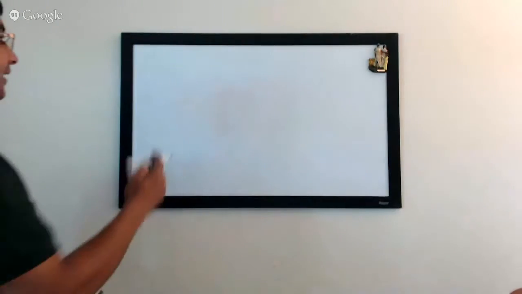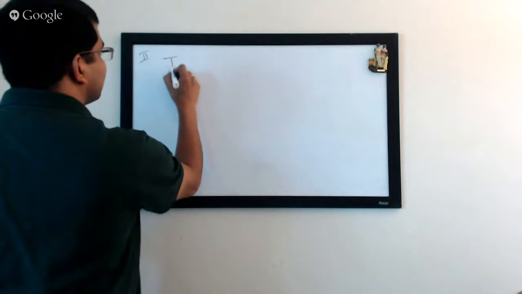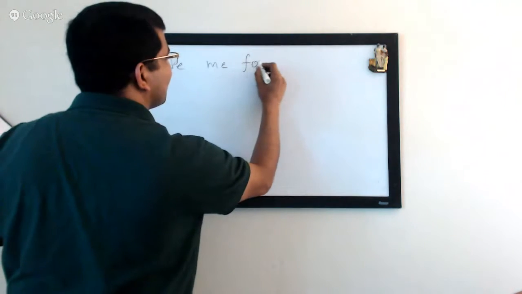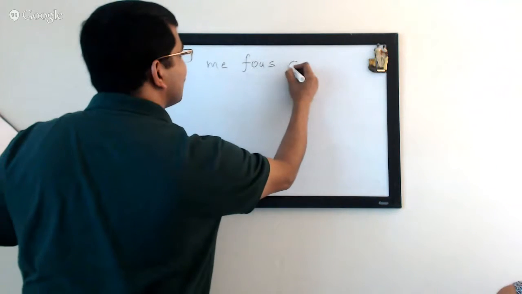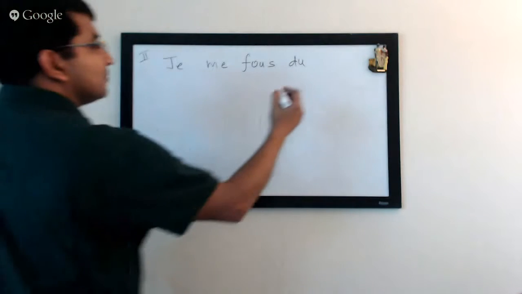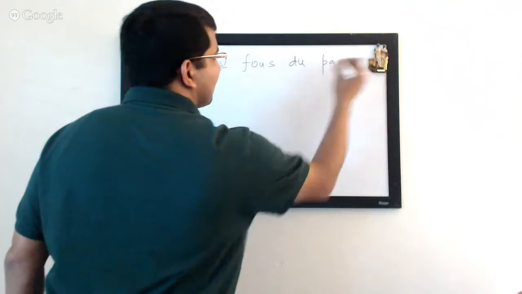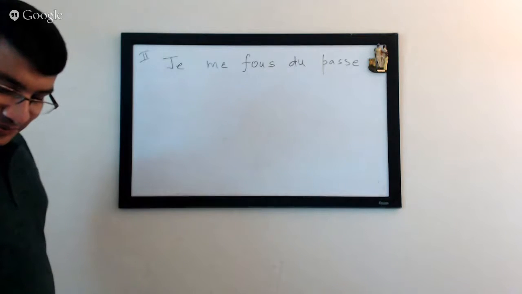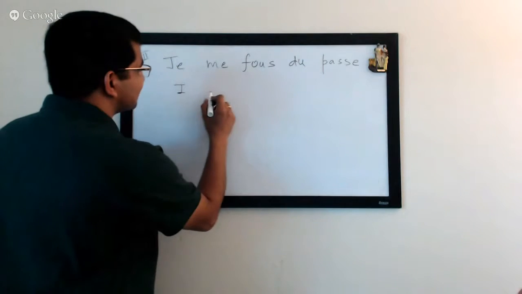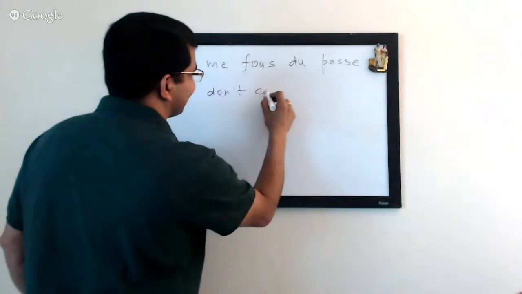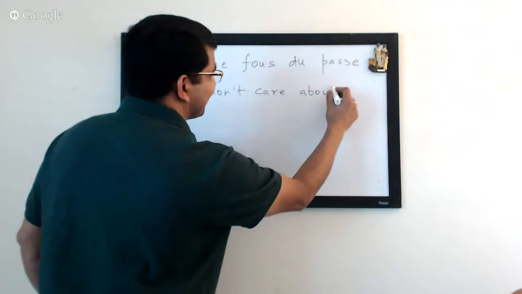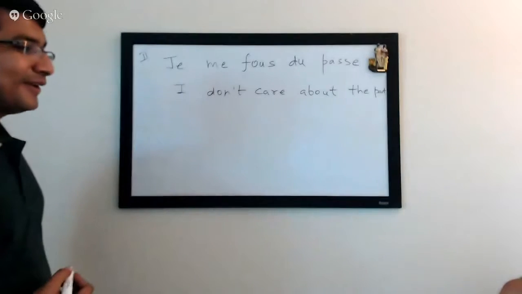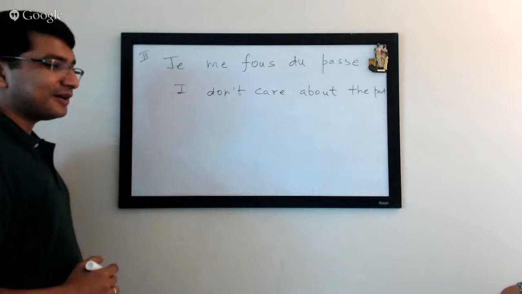Okay, so the second line which I want to cover is... So that's like a French version of it. I'm not gonna say it because I'm gonna make mistakes here. So what she's saying is like, I don't care about the past. I don't care about the past, right? Now, how will you simplify it? What is the simplest way of, if you were to break it down?